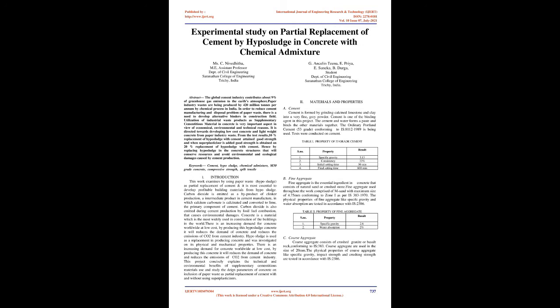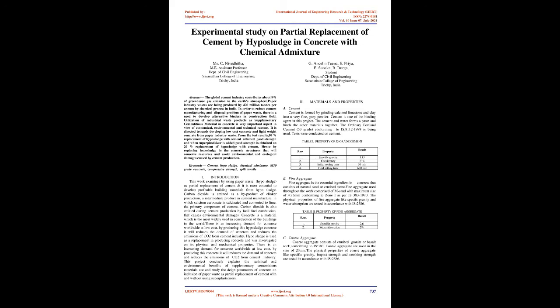By producing this concrete, it will reduce the demand for cement and reduce the emissions of CO2 from the cement industry. This project concisely explains the technical and environmental benefits of supplementary cementitious materials and studies the parameters of concrete on inclusion of paper waste as partial replacement of cement, with and without using superplasticizers.